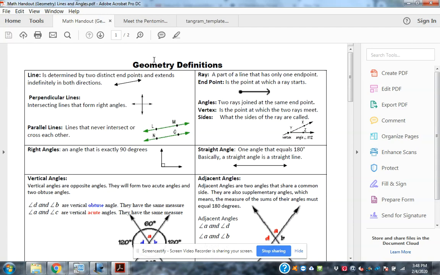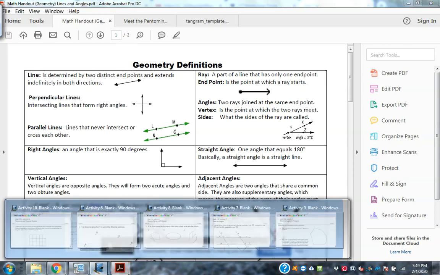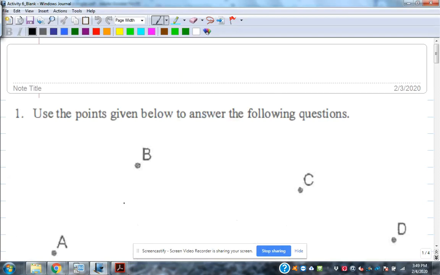Notation-wise, we're going to have to do some adjustments. My little pictures above the things did not turn out as I had hoped; they are supposed to be there. So we'll fix that on the activities. We're going to jump into our activities and try to build upon some of that information.